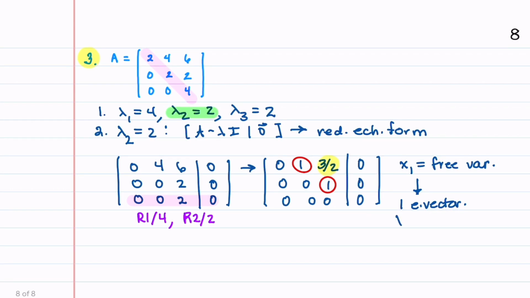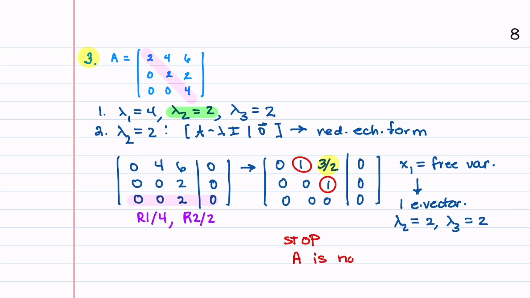Because we have 2 eigenvalues equal to 2, in order to diagonalize A, we would need to have 2 eigenvectors. So we can actually stop right here, and we can say that A is not diagonalizable. That's why it's always nice to know that the number of free variables in A minus lambda I is going to equal the number of eigenvectors that you can get.